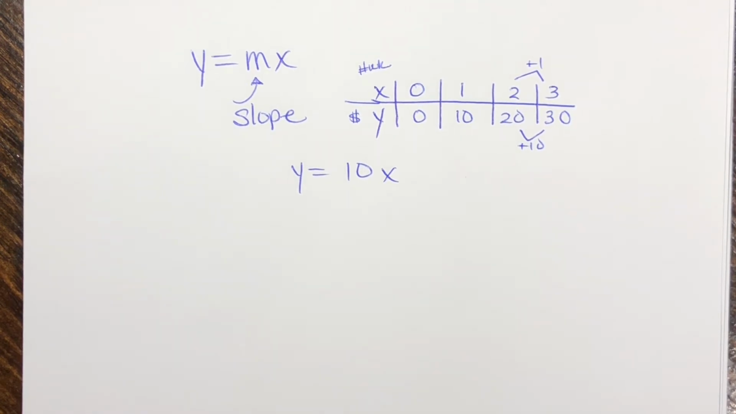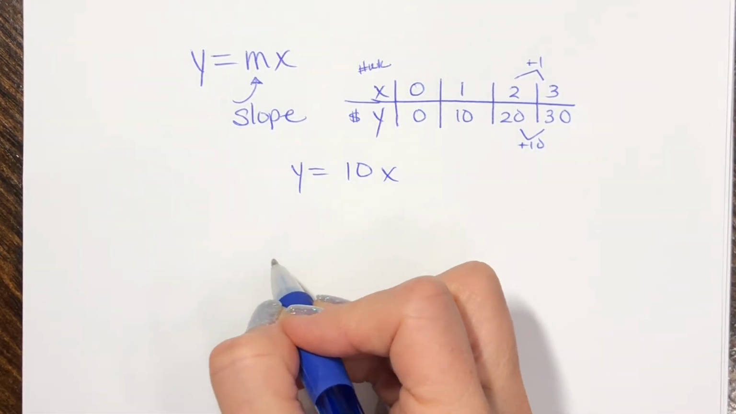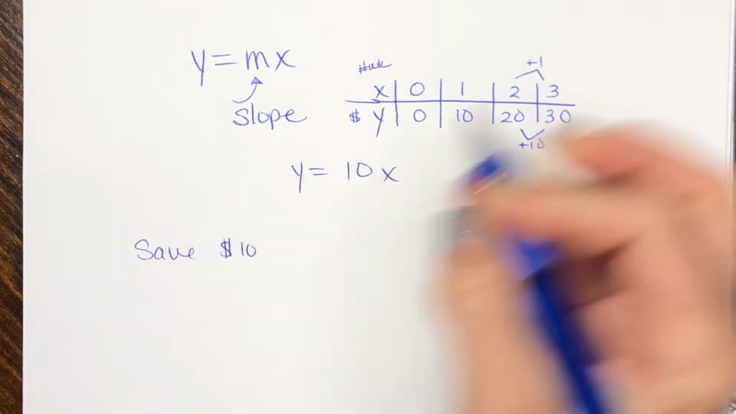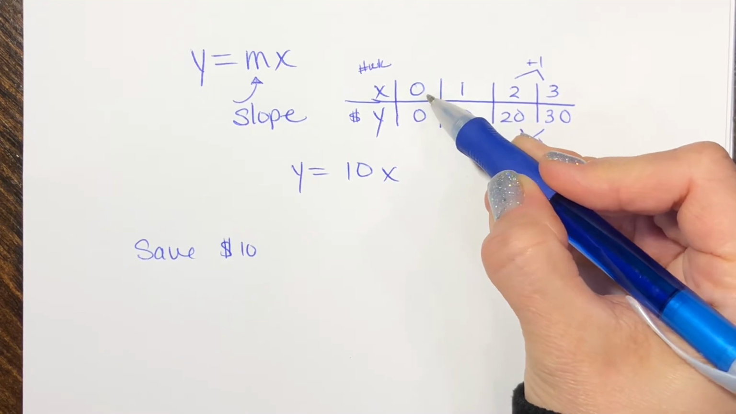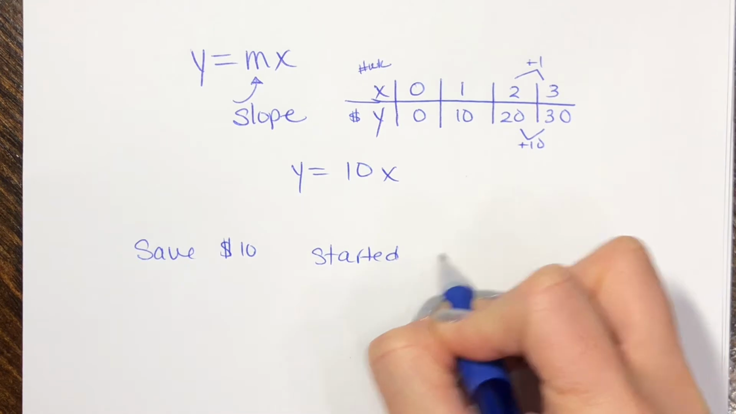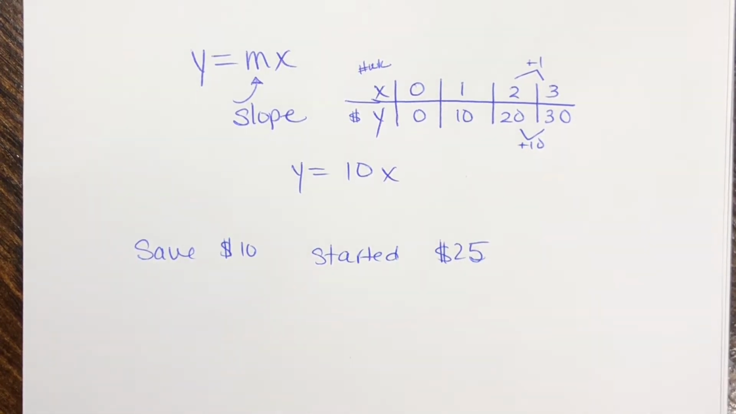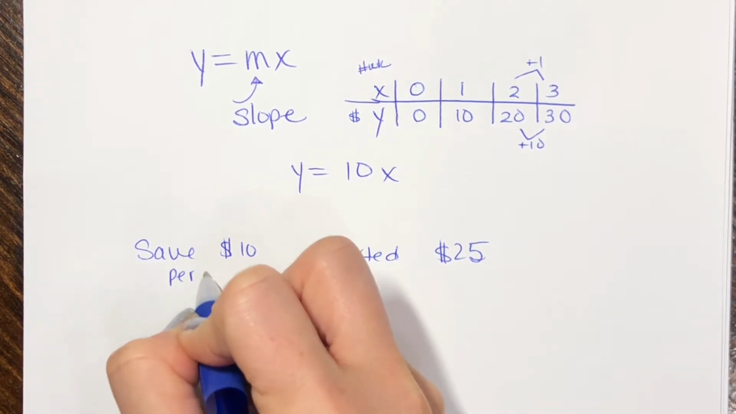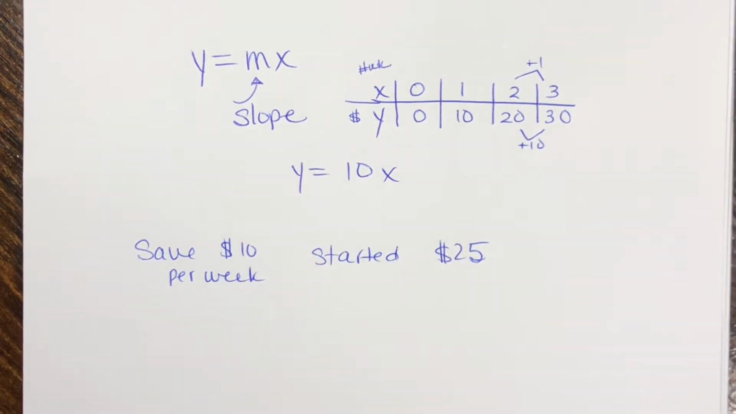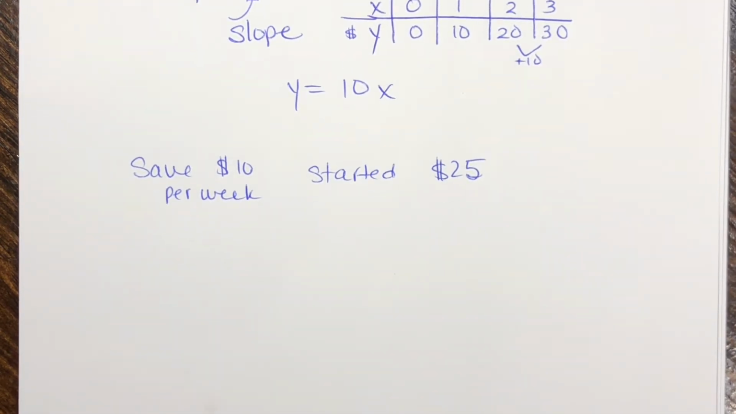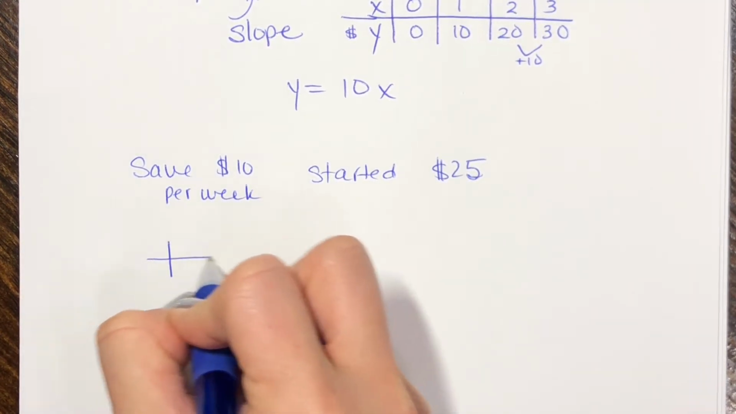And so new this week is going to be, okay, what if I still want to save $10 a week, but what if when I started saving, I didn't have nothing? What if I started off with $25 in my bank account already? And then in addition, I want to save $10 per week starting there. So this is a really interesting, very important concept. So the first thing I want to do is take a look at how that would affect our table.